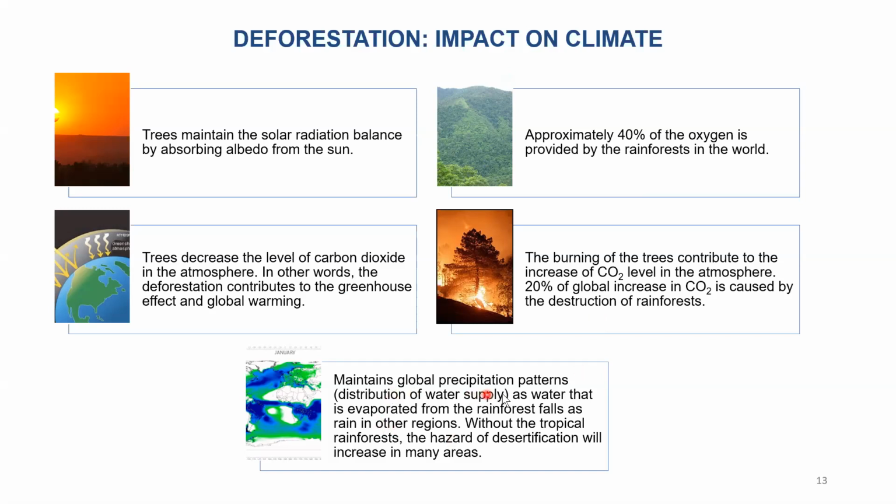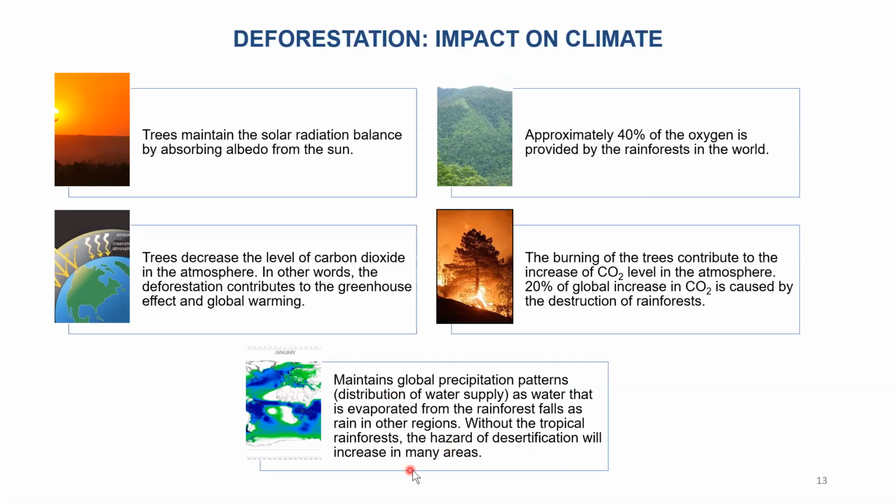Maintains global precipitation patterns. So that is very important because that will impact the system again. For example, if you look at global precipitation patterns, the distribution of water supply, water that evaporated from the rainforest falls as rain in other regions. So that will affect the moisture in the other regions as well. And if the moisture is not optimum, then that will also affect the photosynthesis there. So again, there will be less carbon dioxide sequestration.